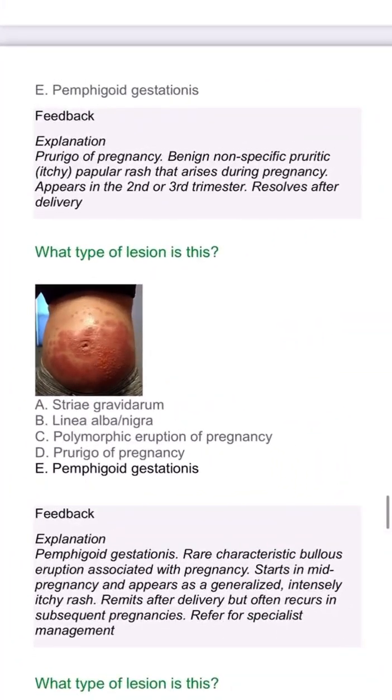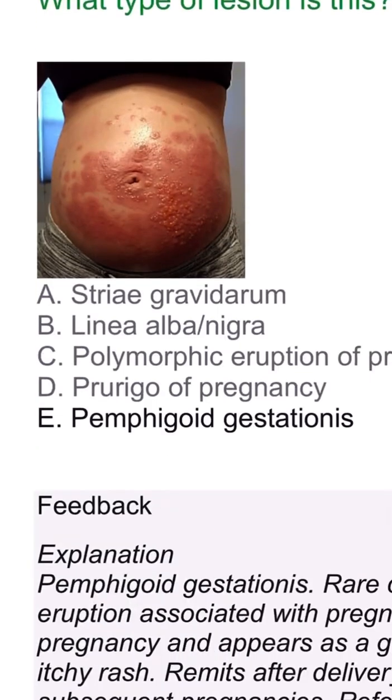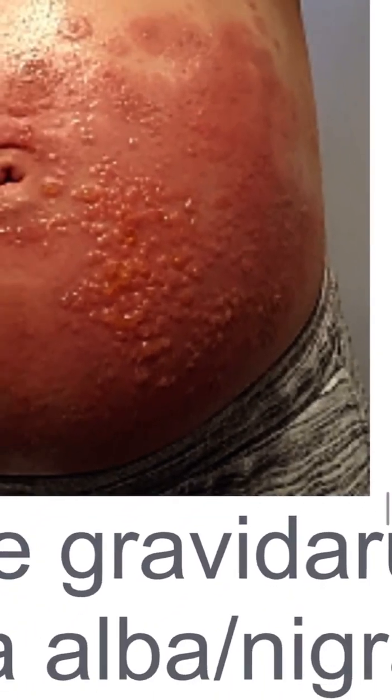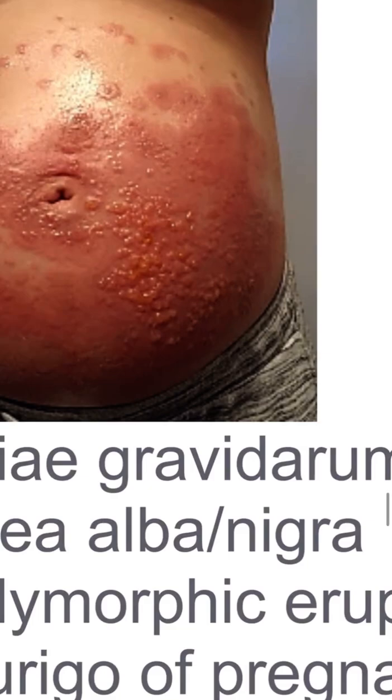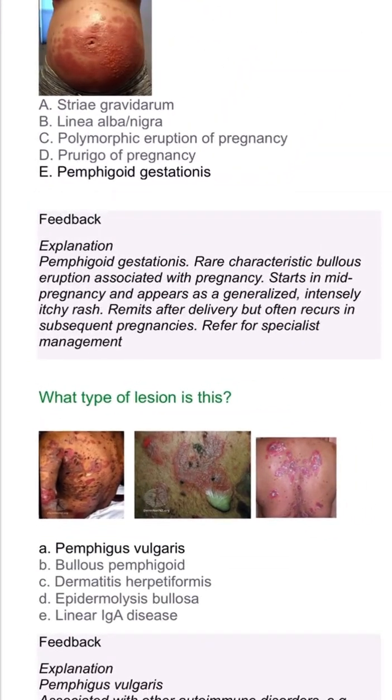So prurigo of pregnancy is a benign, non-specific, pruritic, itchy papular rash that arises during pregnancy, appears in the second and third trimester, and resolves after delivery. And what type of lesion is this? Pemphigoid gestationis is C. Pemphigoid blisters are filled with clear fluid. Pemphigoid gestationis is a rare, characteristic bullous eruption associated with pregnancy. It starts in mid-pregnancy and appears as a generalized, intensely itchy rash, remits after delivery, but often occurs in subsequent pregnancies. Refer for specialist management.